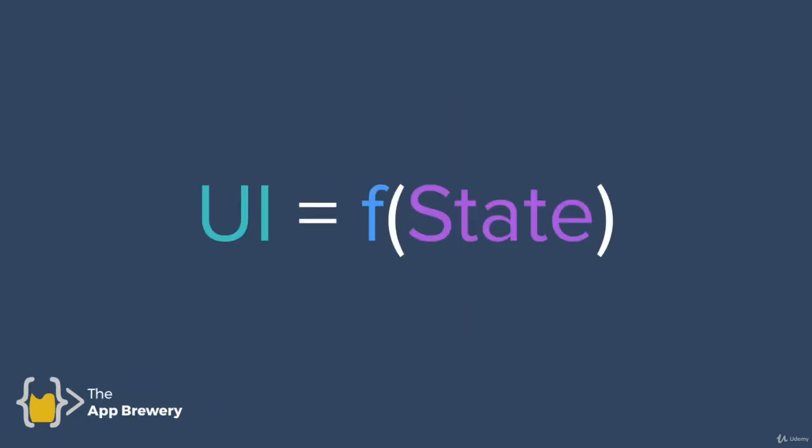And I think it's best summarized in this kind of equation. So the idea is that the UI, or the user interface that somebody looking at your website sees, is a function of the state of your app. Let me explain this a little bit further using an analogy.